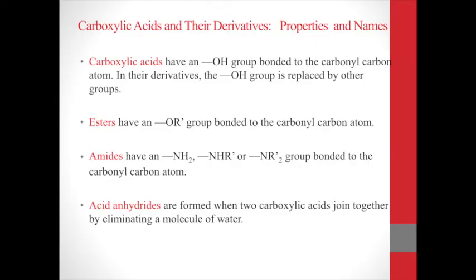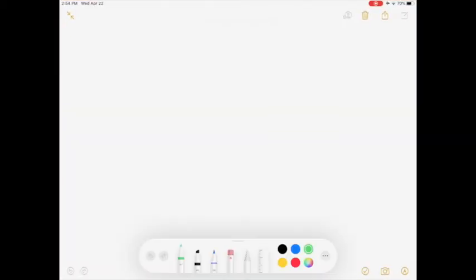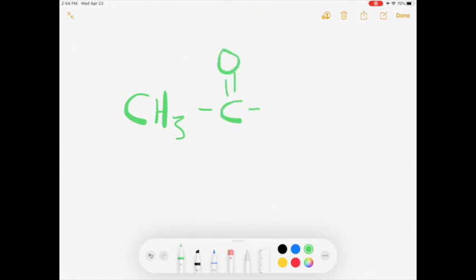In the derivatives, the OH group is replaced by other groups. So for an ester, the OH is going to be replaced with an OR group. So here's where we would draw the OH, but the ester is going to replace that, and we're going to get an OR group there.